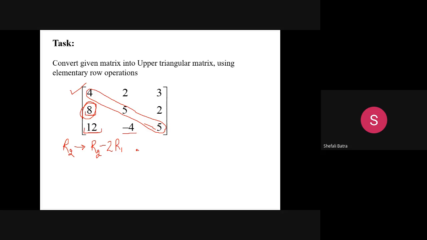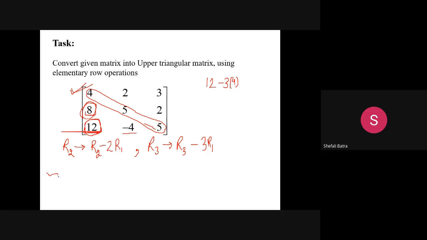Similarly, I need to make this entry also 0. So I'm writing here 12, and I'm making this 0 with the help of R1 again. This is 4, so what constant do I use? 3. 3 fours are 12, 12 minus 12 is 0. So I'm writing here R3 implies R3, you keep it as it is, minus 3 times R1.